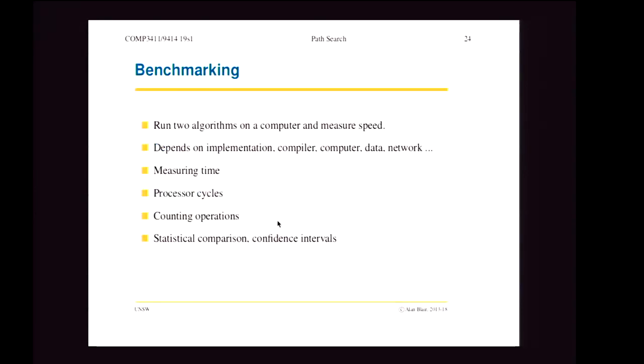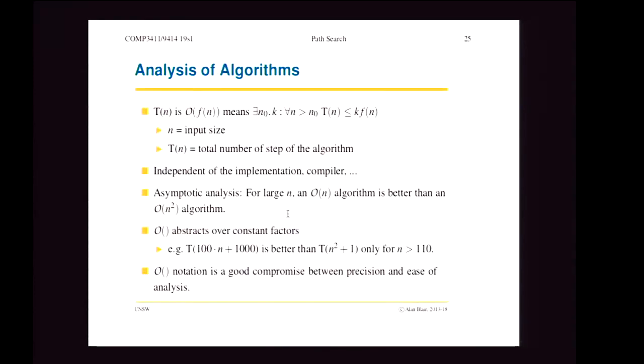Now, benchmarking is a legitimate exercise, but there are all sorts of issues involved with it. You have to run them on the same hardware. Implement them in the same programming language. Try to keep the way they're implemented as similar as possible, run them on a bunch of different inputs, and do statistical analysis and all these kinds of issues. What we're going to focus on more is the analysis of the algorithms.